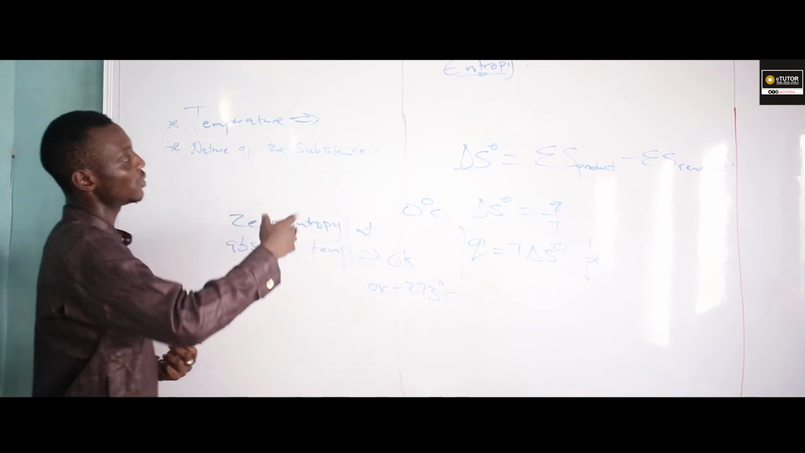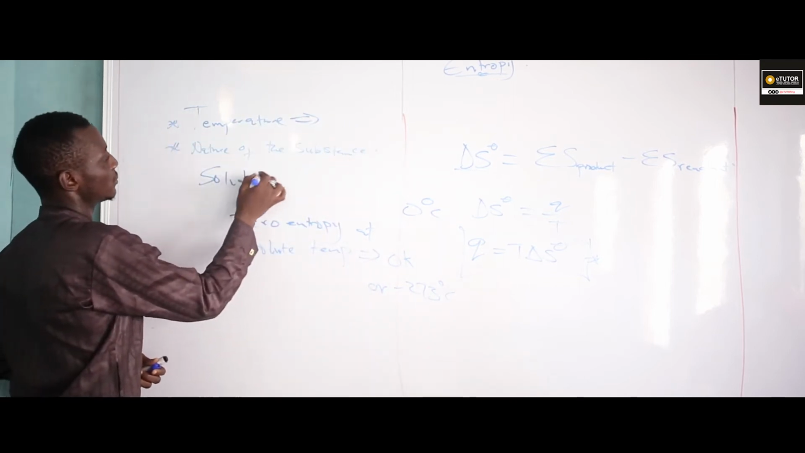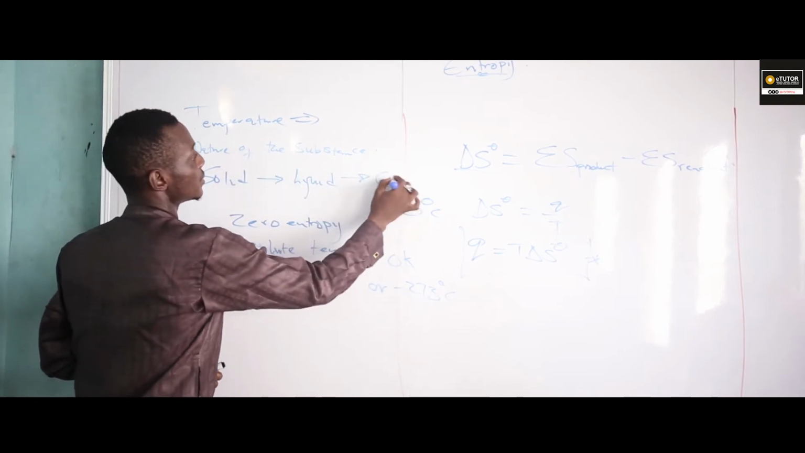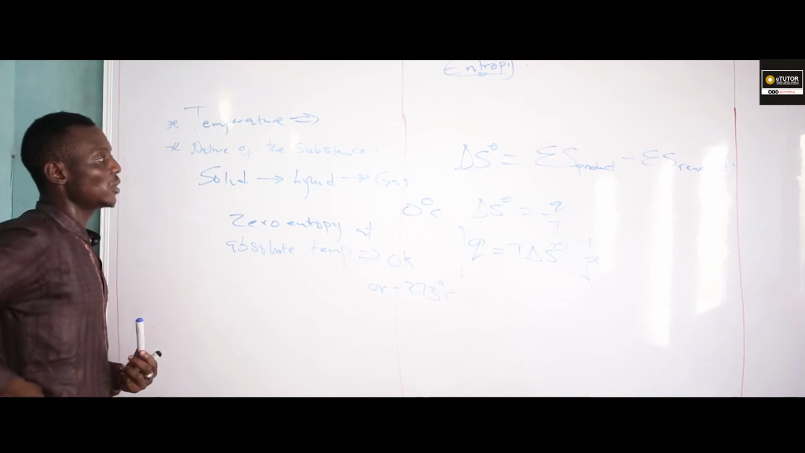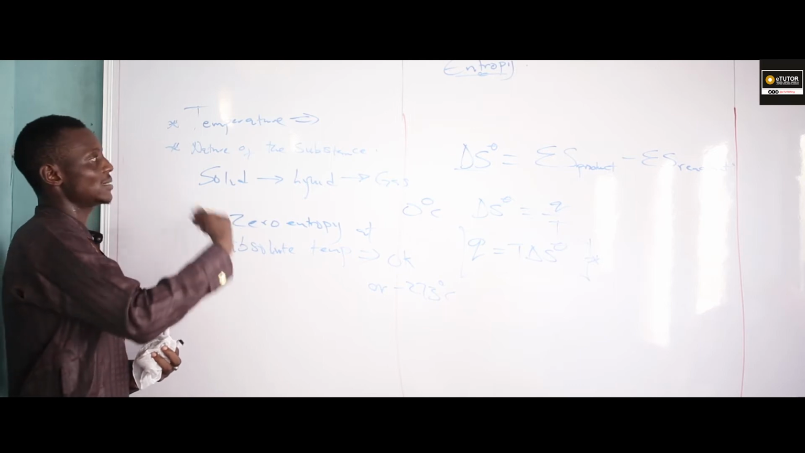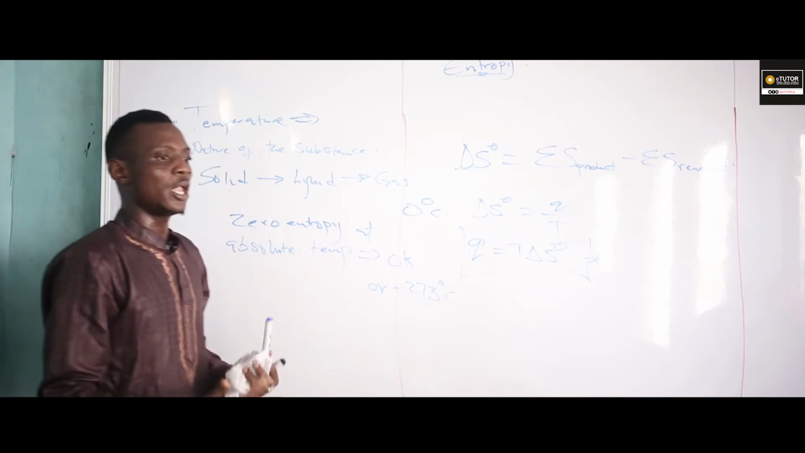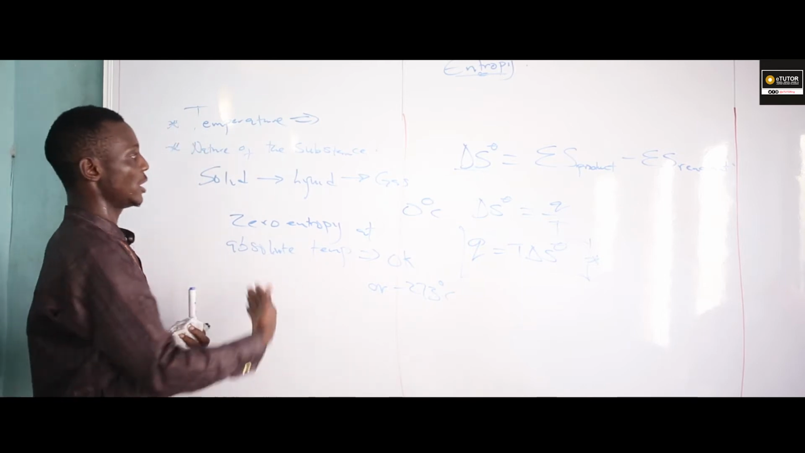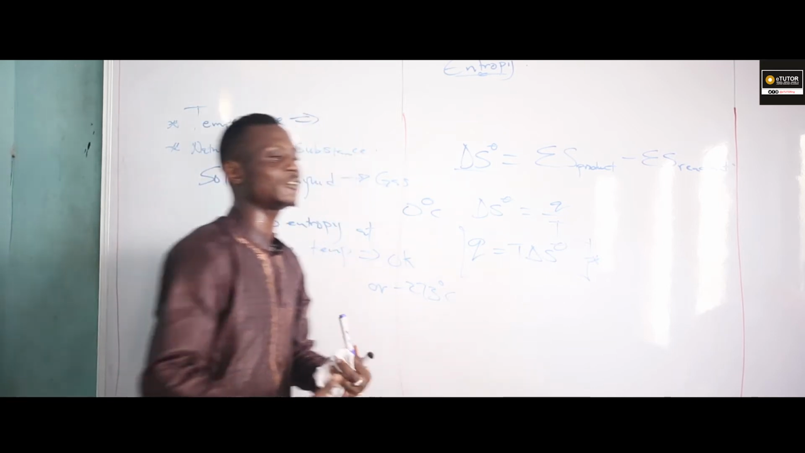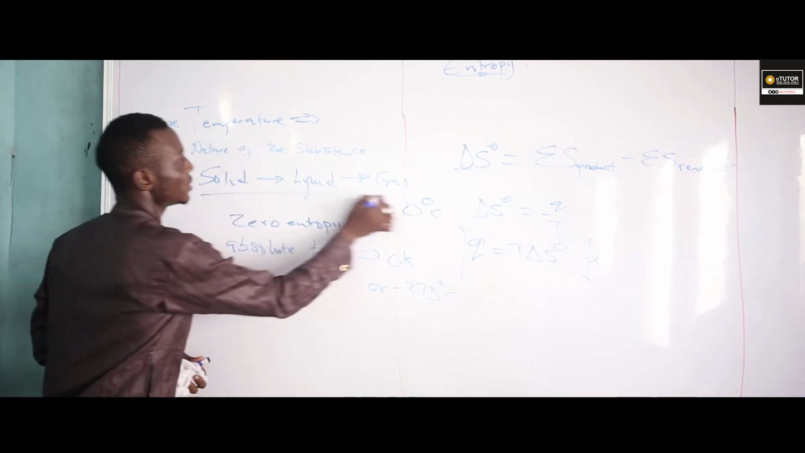Now the next one, nature of the substance. As we move from solid to liquid and to gas, the entropy of the system increases. What do I mean? As the nature of the system changes this way, there is an increase in entropy, because the molecular force of attraction holding the particles decreases. As that force of attraction decreases, the entropy of the system increases. From solid to liquid to gas, there is an increase.